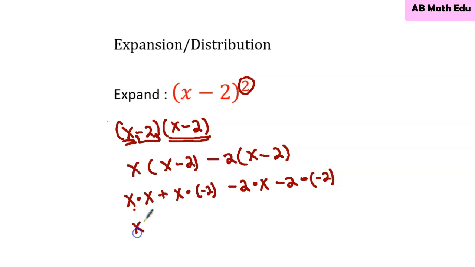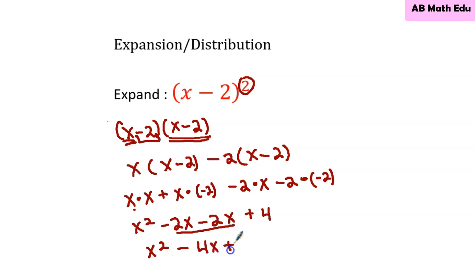x times x is x squared. x times -2, we write the number first, so it's going to be -2x. And -2 times x is going to be -2x. -2 times -2 is going to be +4. These are like terms, combine them together. Therefore, x squared minus 4x plus 4. We have been able to expand.